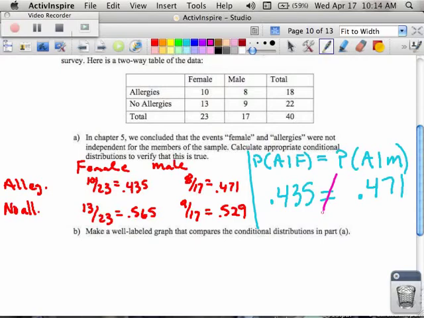So what does that tell you if they're not the same? They are not independent. These are not independent. So that's what that shows you. If those two conditional probabilities are not equal, then they're not independent.